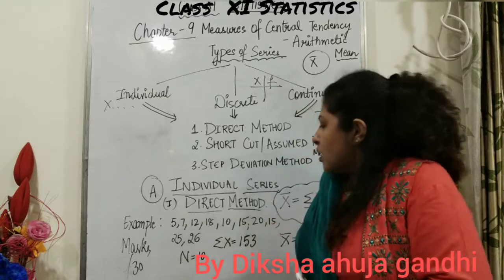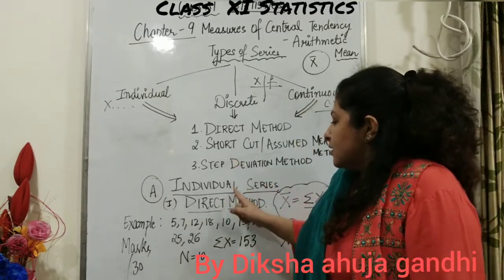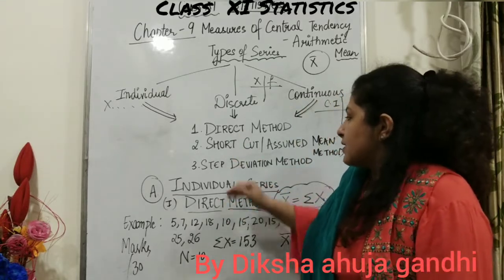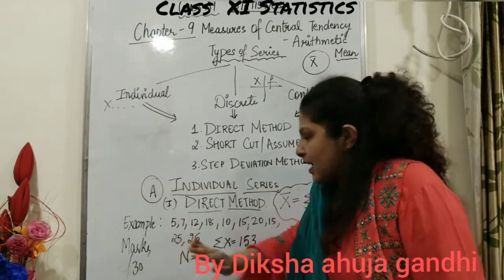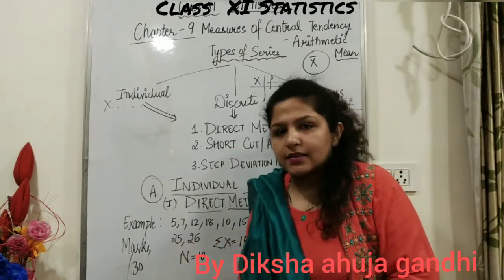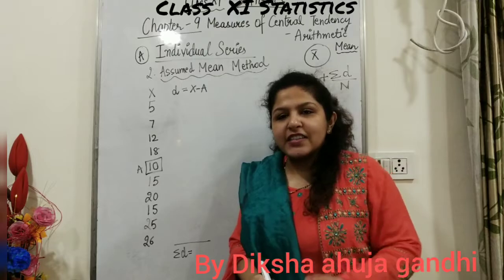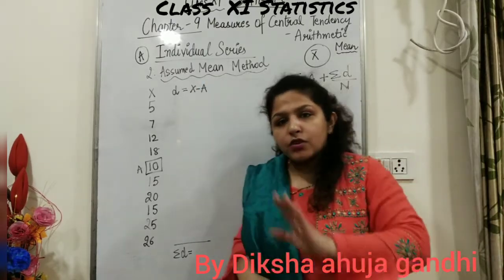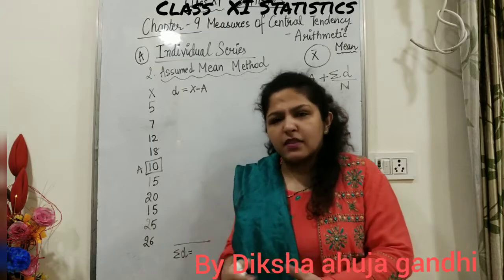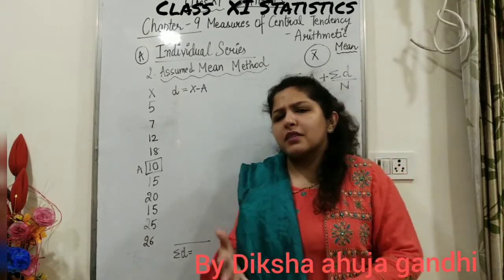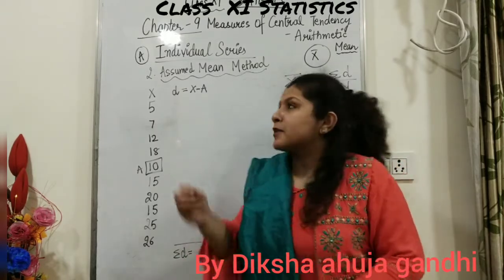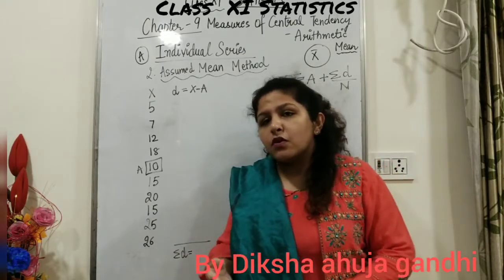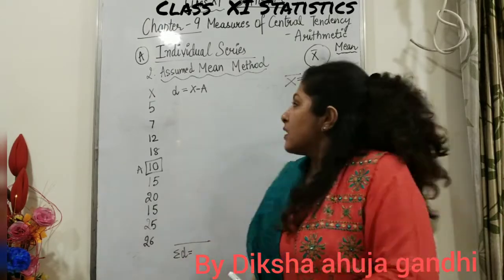Okay, let's move on to the next method to calculate mean in individual series, that is the shortcut method, in the same example only. So now, individual series, second method, assumed mean method. As I have told you, we are not going to do the step deviation method because it's better to use the direct method only for individual series. But still I am explaining assumed mean, and then we will move to discrete series. Okay, so let's start.